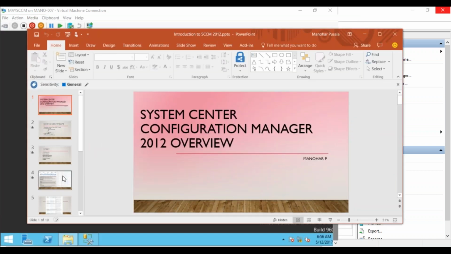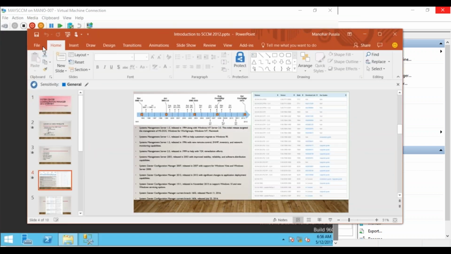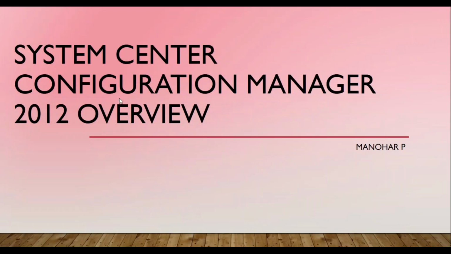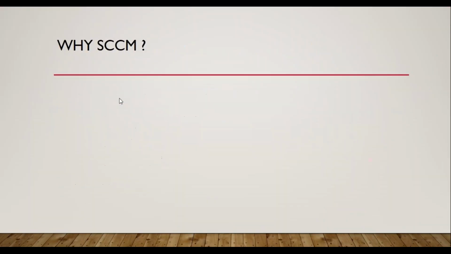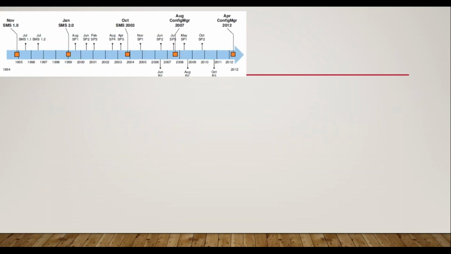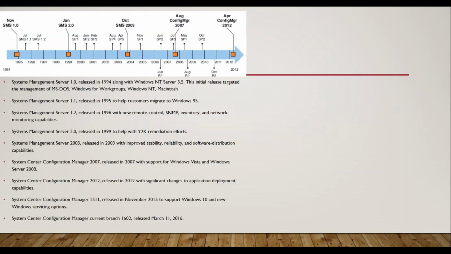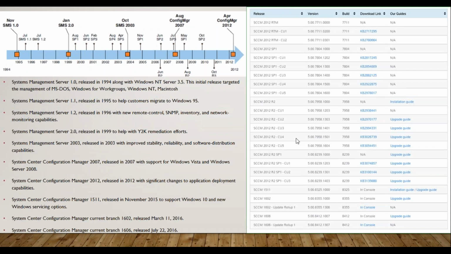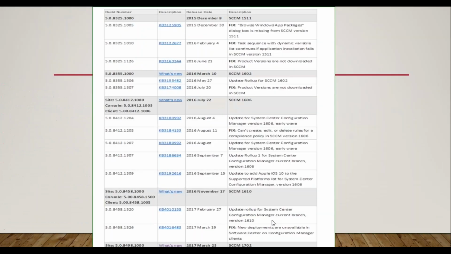So if you remember this session, as you can see, we've discussed SCCM 2012 R2 SP1 CU3. This is the latest one, right? After CU3, you have all the in-console upgrades like 1511, 1602, and then 1606, and the latest one, which was released recently on March 23rd, that is SCCM 1702.